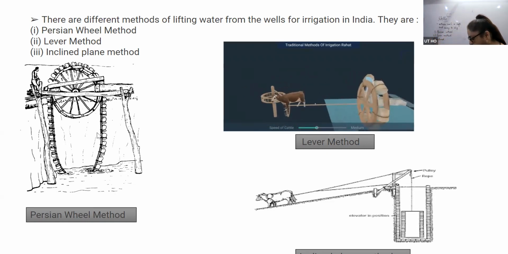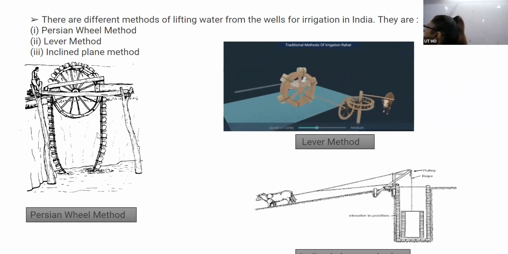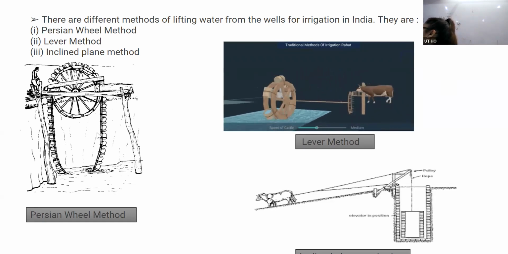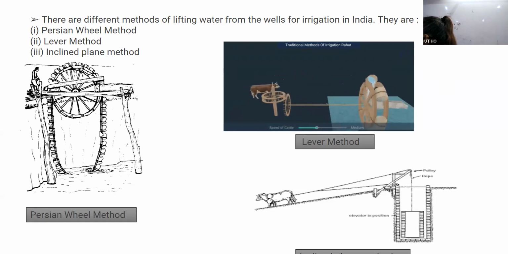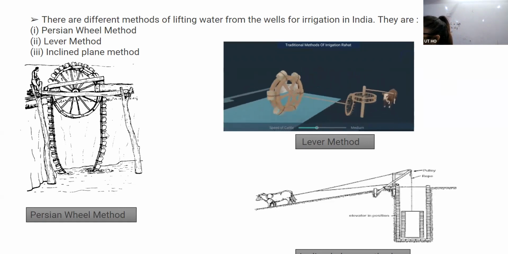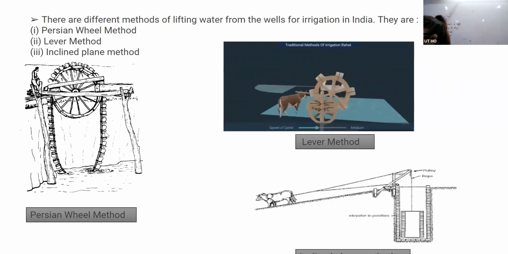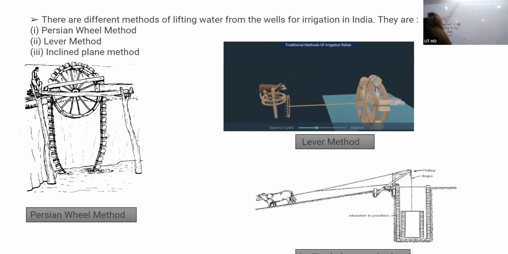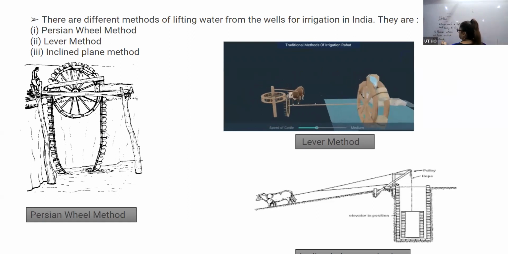These are traditional methods, so then again all have their own disadvantages. You can write inclined plane method. You can write inclined plane.